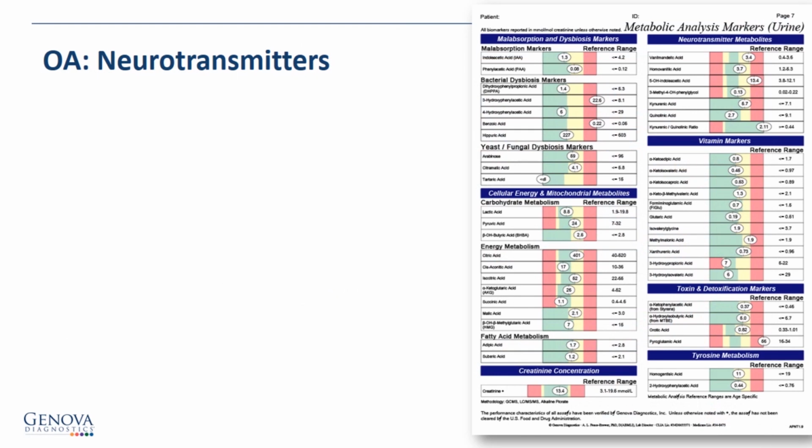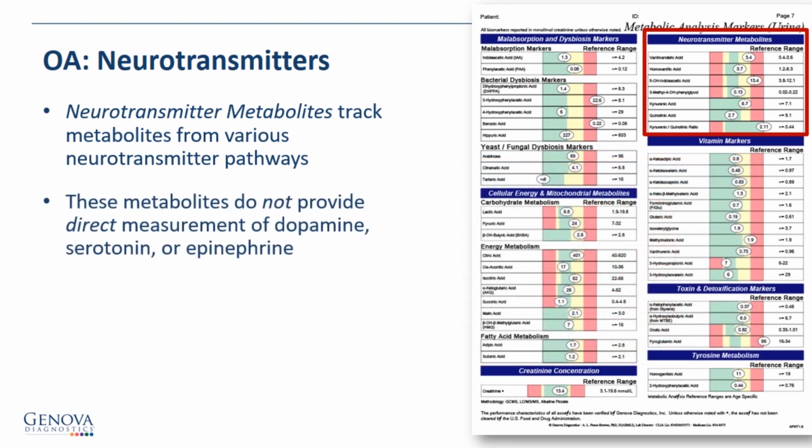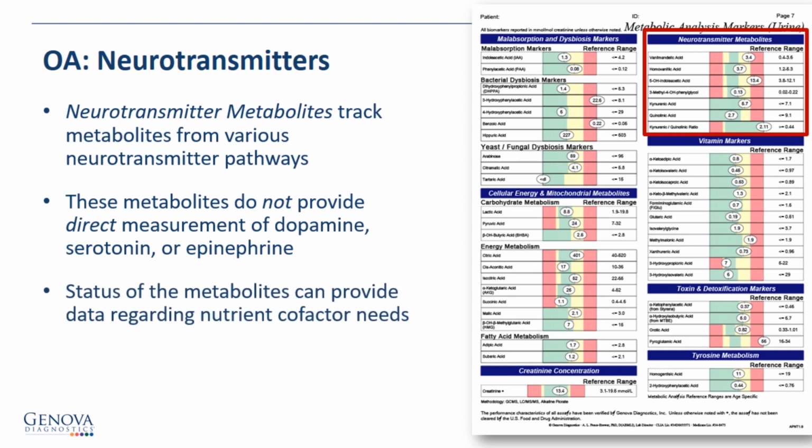Let's now look at a second section here, the metabolic analysis markers for neurotransmitter metabolites. Now remember, with the neurotransmitter metabolites, we're tracking metabolites from various neurotransmitter pathways. But these metabolites do not provide direct measurement of dopamine or serotonin or epinephrine. The status of the metabolites can provide data regarding nutrient cofactor needs. So we're not looking at dopamine directly, but we're looking at the pathway, very much like we just did with the Krebs cycle.